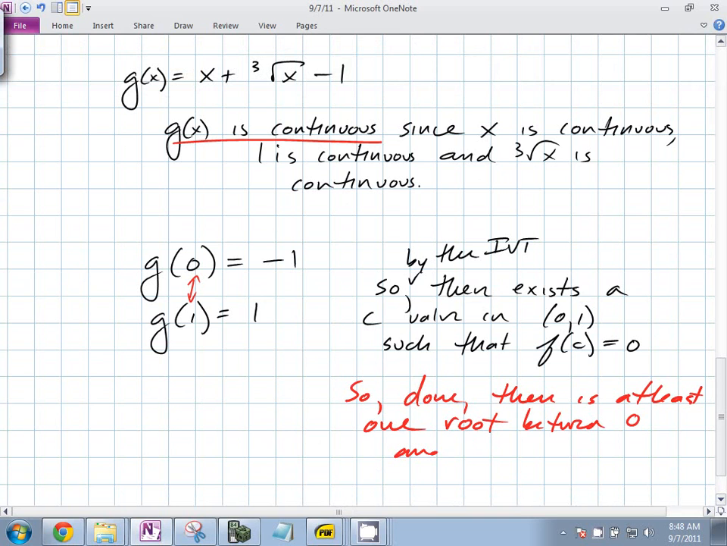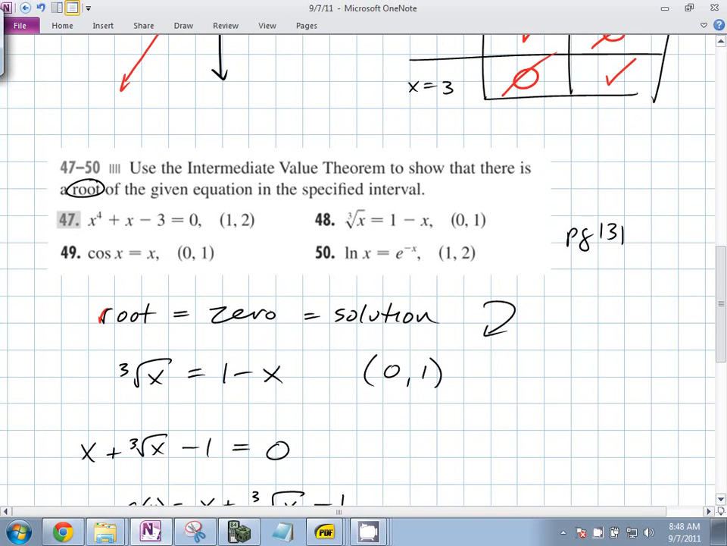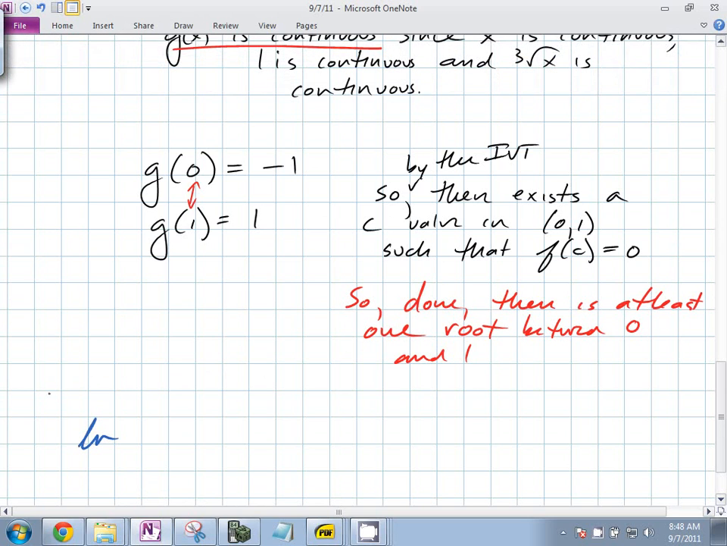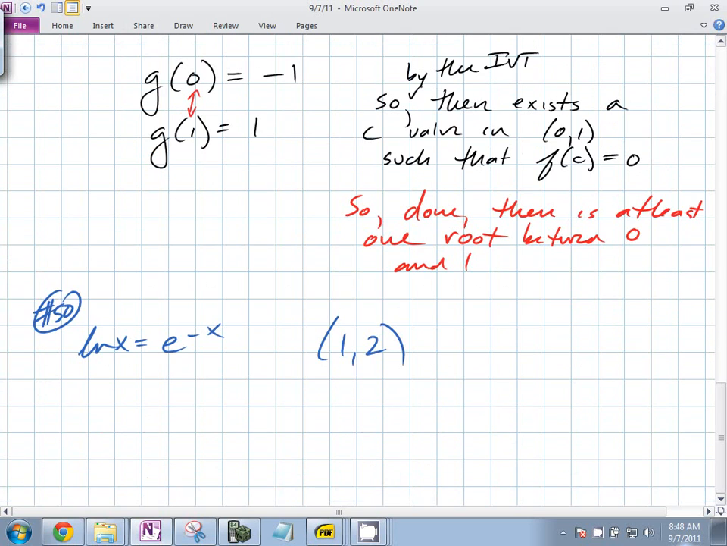So let's look at one of the other ones here. Which one do you want to do? 50? Sure. So this is number 50. ln x equals e to the negative x. And is it 1 to 2? Is that what it says? Yep.